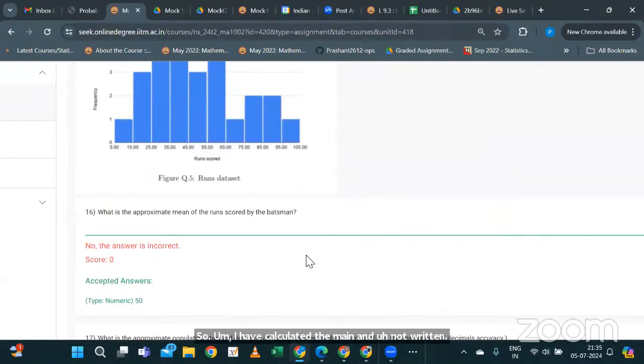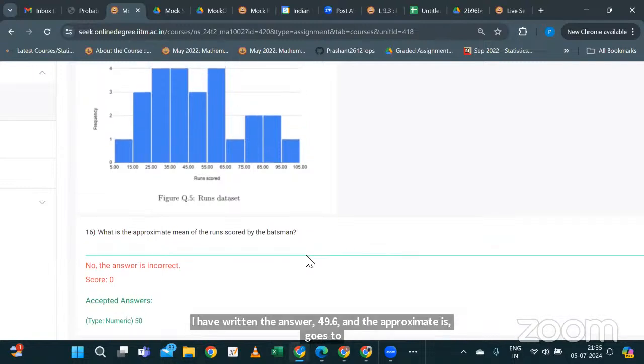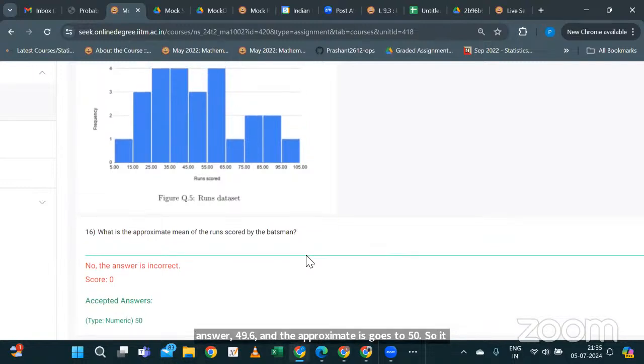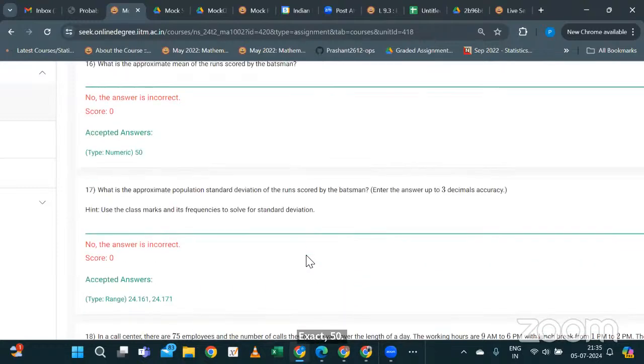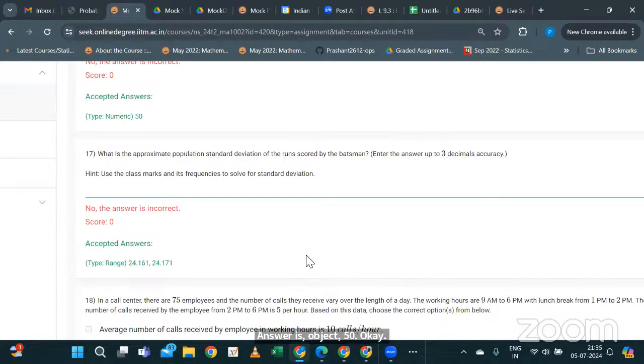Approximate value. Sir, I have written the answer 49.6 and the approximate goes to 50, so it should also be right. It's the exact value. Arsh, I think you have done some calculation mistake. My answer is 50. I'm getting exact answer 50. Sir, the answer is exact 50. Okay, there might be some calculation mistake from my end.